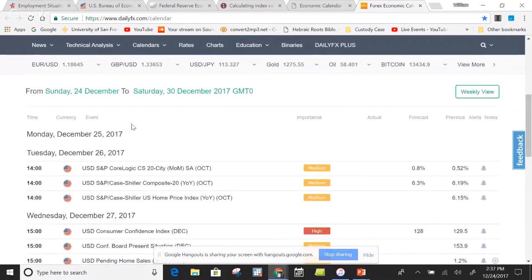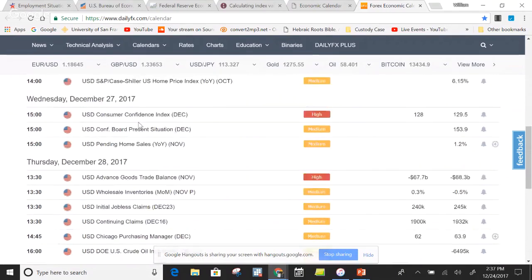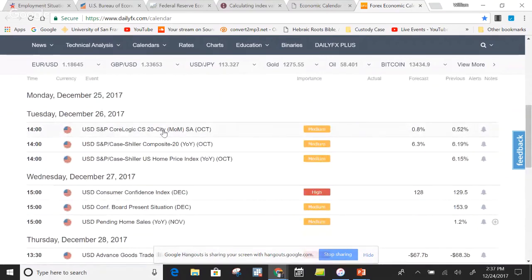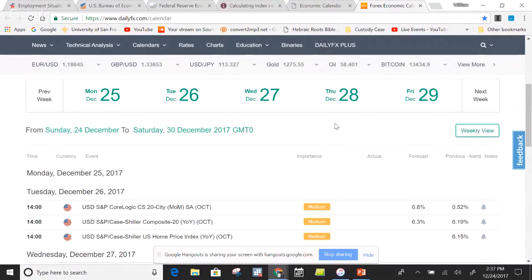So this will tell me all the reports coming up within the next week that I could look at, right? And just like Bloomberg, you can click on it if you don't understand what it is, and it'll give you a definition. But I personally recommend going to Investopedia and looking that up, right?